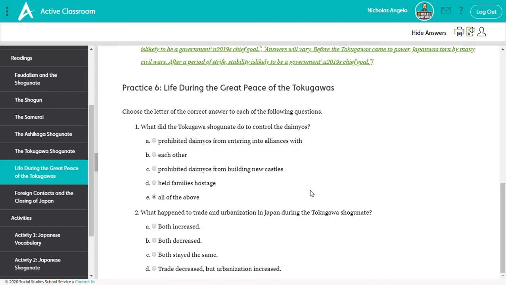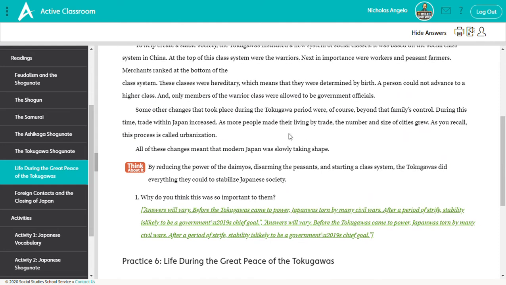2. What happened to trade and urbanization in Japan during the Tokugawa shogunate? Both increased, both decreased, both stayed the same, or trade decreased but urbanization increased? Your best choice is A, both increased. The last paragraph tells us that. During the time of the Tokugawa, trade within Japan increased, and as more people are living and making money, making their living through trade, cities grow, the number of people living there grows. That's what urbanization is.